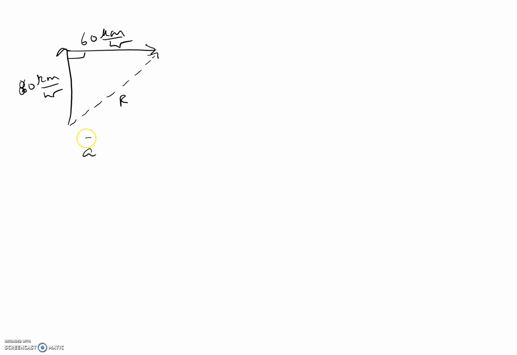So we've got a squared plus b squared equals c squared. A will be our 80 kilometers per hour, so we'll take 80 kilometers per hour, and we're going to square that number. We'll take our wind speed, which is 60 kilometers per hour, and we'll square that. And that's going to give us the resultant vector squared.